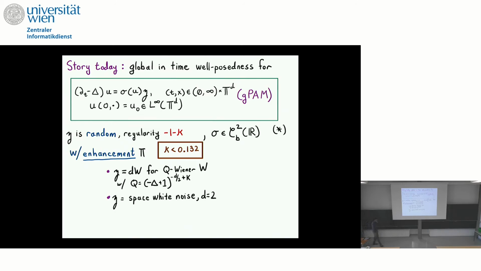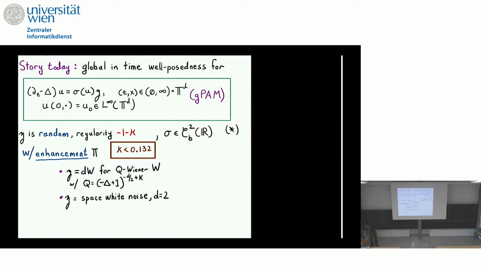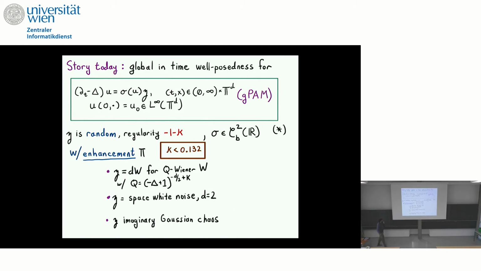But we can also deal with space white noise in dimension 2. And we can deal with more exotic situations. So we can take our driving noise to be, for instance, an imaginary Gaussian chaos, so the Wick renormalized exponential of a log correlated field. Okay?